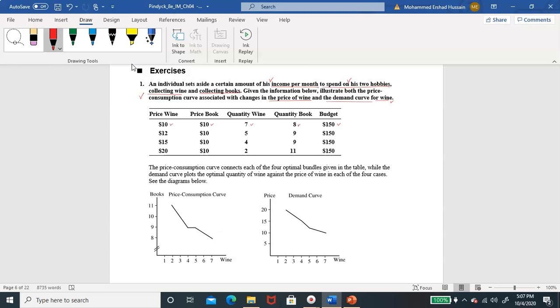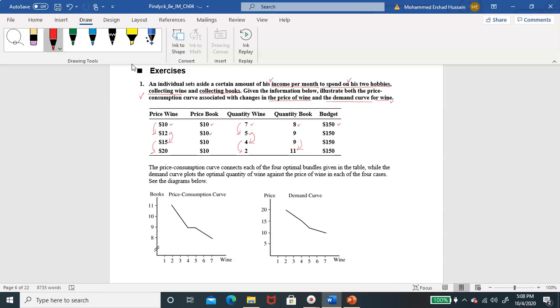Then what happens? When the price of wine goes to $12, the price of book does not change. The quantity of wine will now decrease, because wine became more expensive, so they buy less of it and buy more books. Then the price increases from 12 to 15, and demand for wine decreases from 5 to 4. This time demand for books does not increase. Then when the price of wine increases from 15 to 20, the quantity of wine falls from 4 to 2, and the quantity demanded of books increases from 9 to 11.